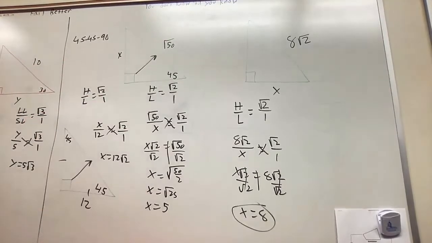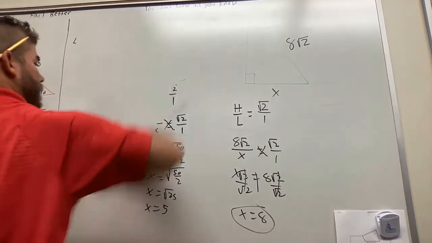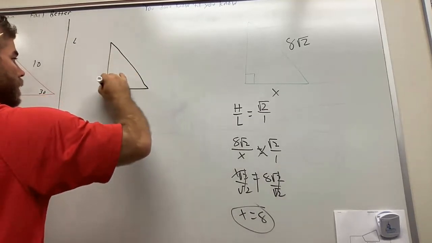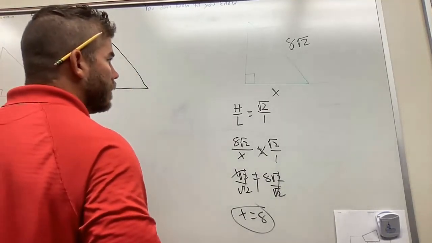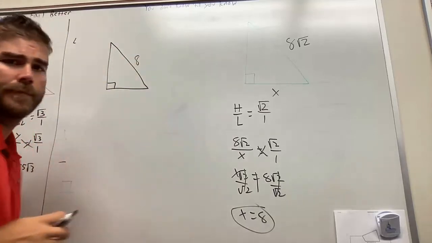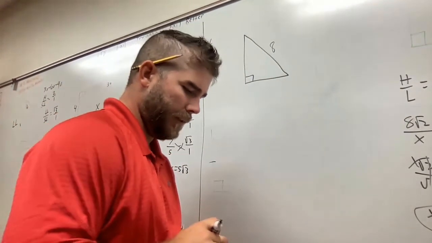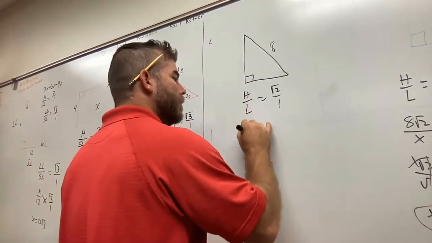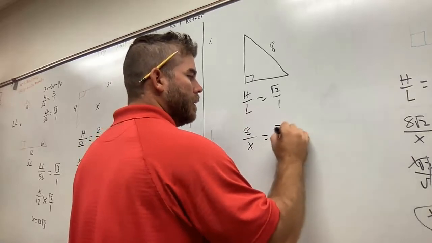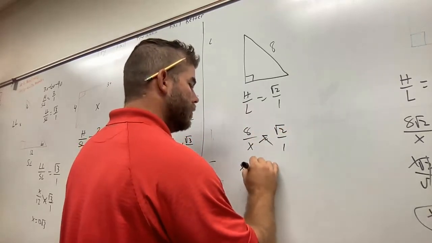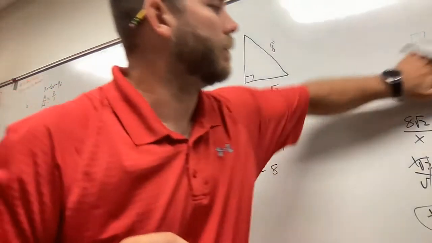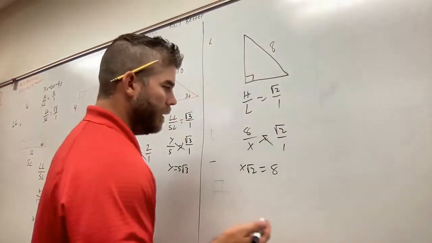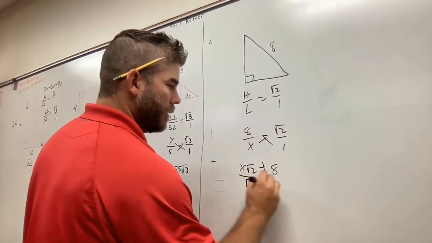All right. Let me make a spot here. So I'm going to make my new right triangle here. And what do I want? I'm just going to make this 8. All right. So now I have a hypotenuse of 8. I'm still going to do the same thing. I have hypotenuse over leg equals radical 2 over 1. My hypotenuse is 8. My leg is x. All right. So now I cross multiply. I have x radical 2 equals 8. All right. Good. That's exactly where I want to be. So now I'm solving for x, so I divide by radical 2.